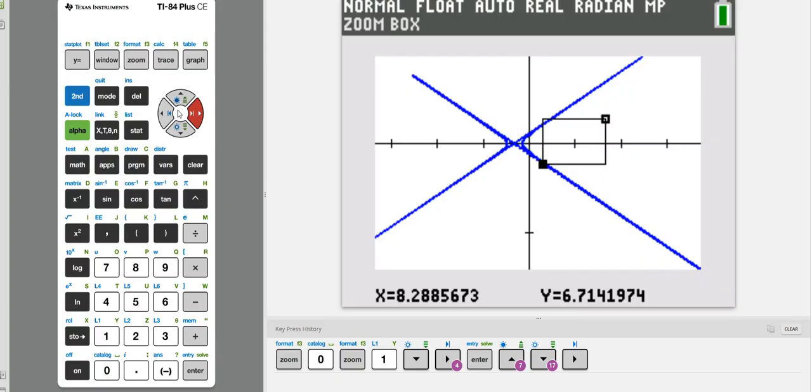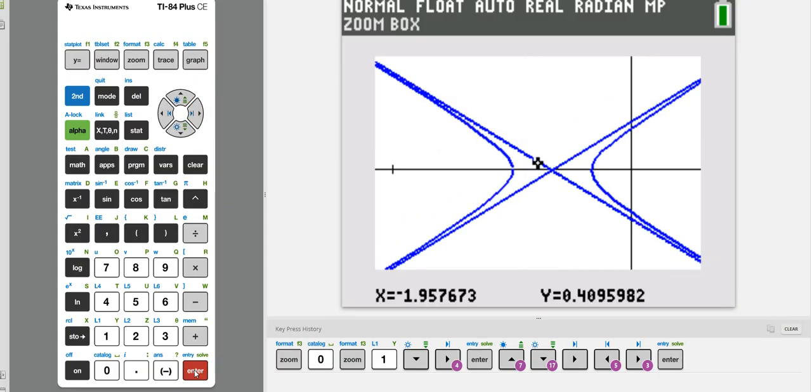But that would kind of be a boring graph. So I'm going to go to the left. And there we go. That looks like a better looking graph. So when you get those dimensions right, when you've got your viewing window where you want it, you press enter for the second time, and bam, it's going to zoom in to that graph. So that's looking a lot better.